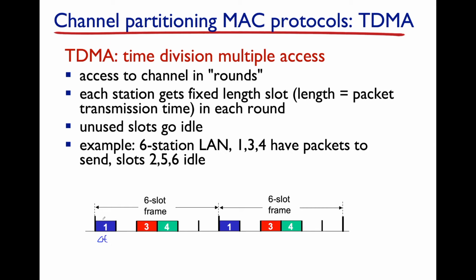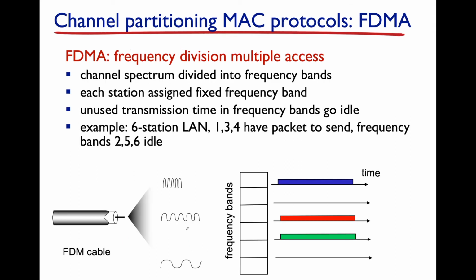So that means that first slot, station 1 is going to use. That third slot, station 3 is going to use. That fourth slot, station 4 is going to use. But those unused slots are going to remain idle. That means unused bandwidth because nothing is being sent during those periods of time pertaining to slots 2, 5, and 6. Then there's also frequency division multiple access.